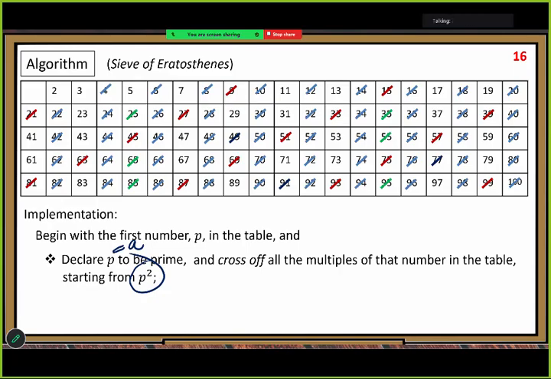Then find the next number in the table after P. Because after you complete those rounds, you have crossed off all the composite numbers. The next number in the table after P is a new P, right? Then do the same thing. Next P, then next P, and so on, okay? All right, so that's it.